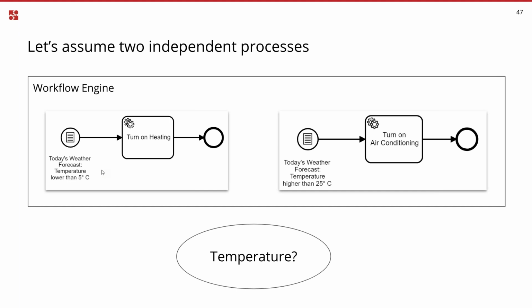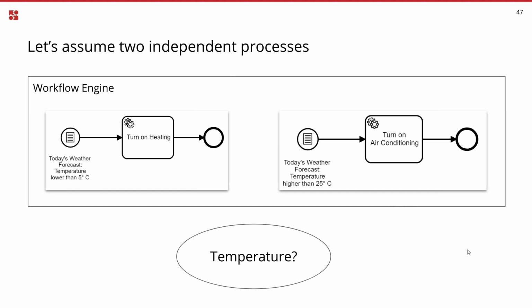Let's assume that in the morning we have today's weather forecast, and it says the temperature today is going to be lower than 5 degrees Celsius. In that case, this little process is supposed to turn on the heating, maybe via some Internet of Things API or whatever. We have another process which says that if the temperature is higher than 25 degrees today, then I want to turn on the aircon. So those 2 processes are simply reacting to facts that became true, in this case the temperature.